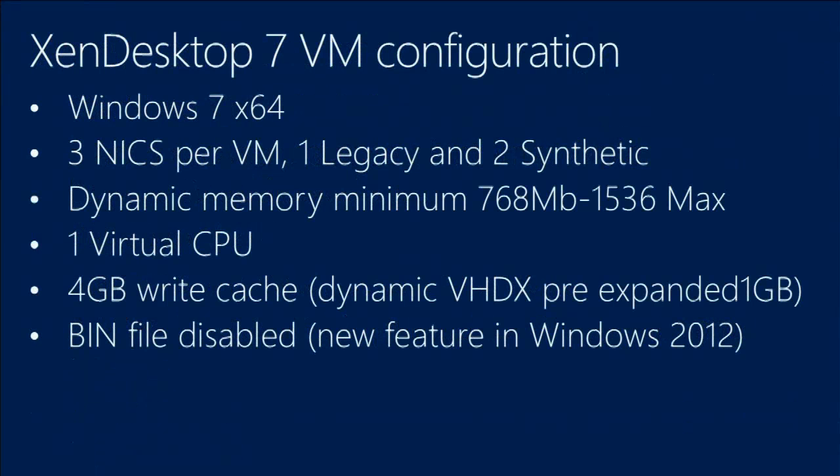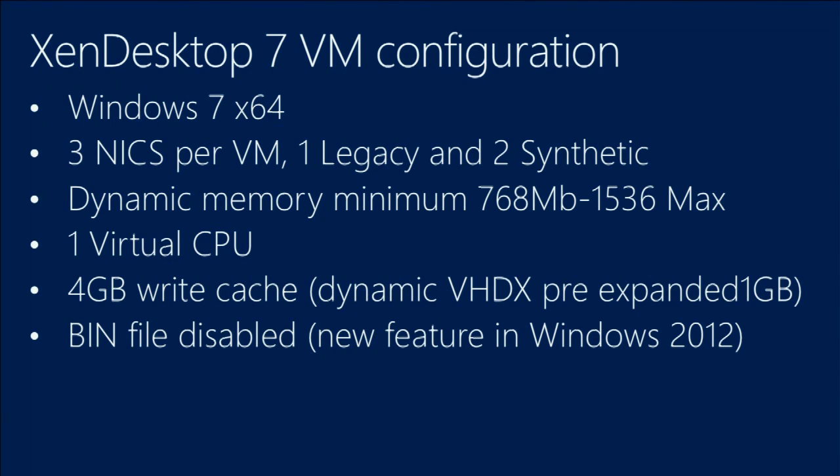Our VM configuration is pretty simple. Windows 7 x64 is what we used. I went a little bit differently this route, and I did 3 NICs because I've had a lot of people ask me, well, I know you can do 2, but I have a super secret classified network, and I need 3 network cards. So I said, fine, let's try 3 NICs, and let's see what the scalability looks like.